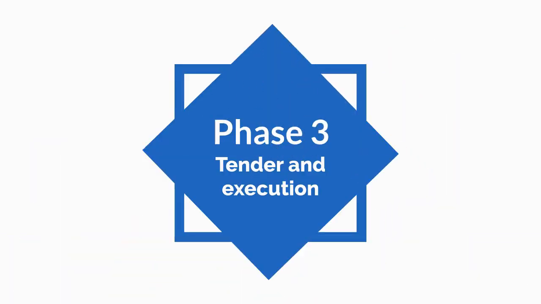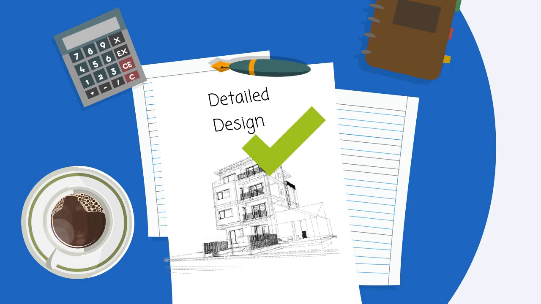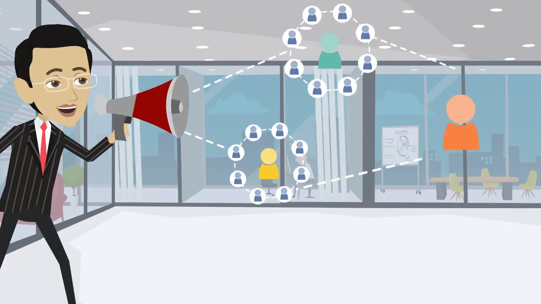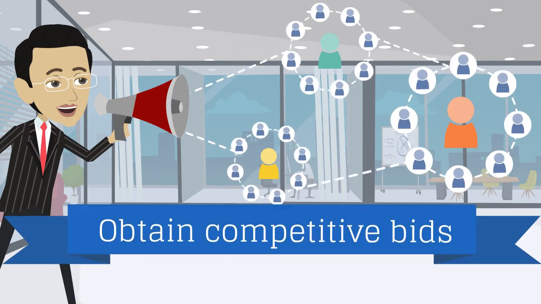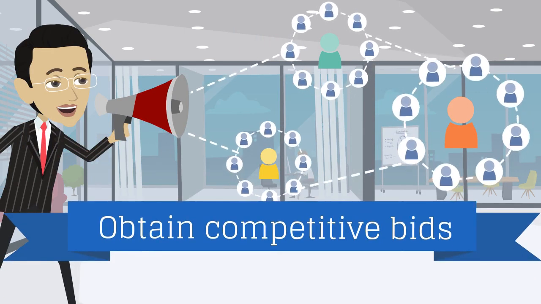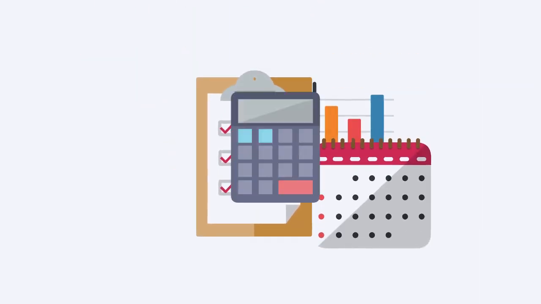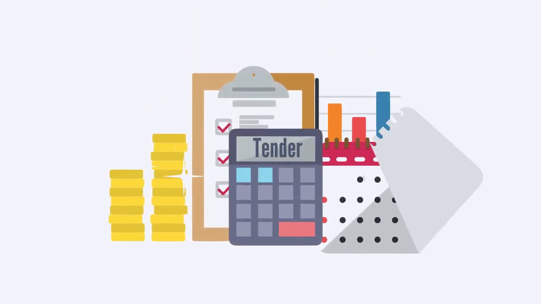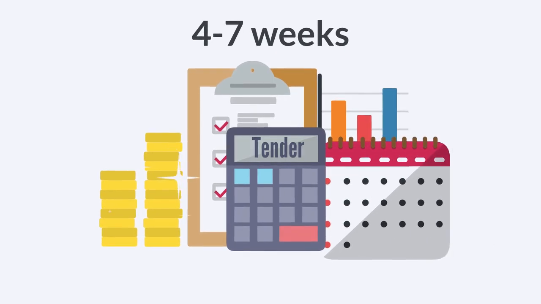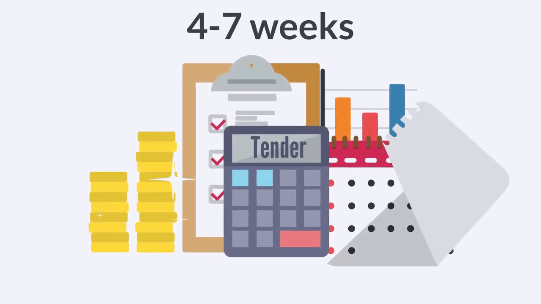Phase 3, Tender. Once the design stage has been completed, your assigned corporate services project manager is ready to go to the market to obtain competitive bids for the project delivery. To make sure all bids are comparable, a unified tender package must be prepared, which usually takes 4 to 7 weeks, depending on the project complexity.